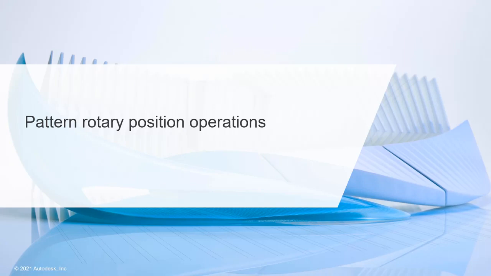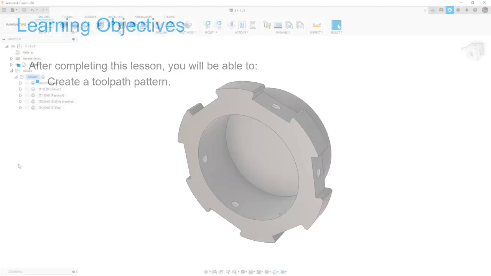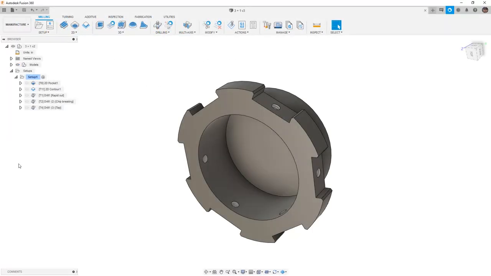In this lesson, we'll pattern rotary position operations. After completing this lesson, you'll be able to create a toolpath pattern. In Fusion 360, we want to carry on with our 3+1 data set.